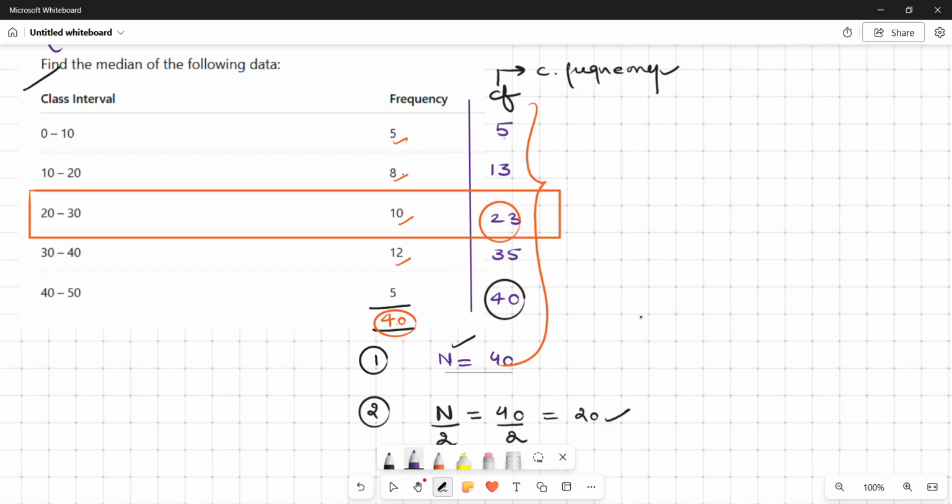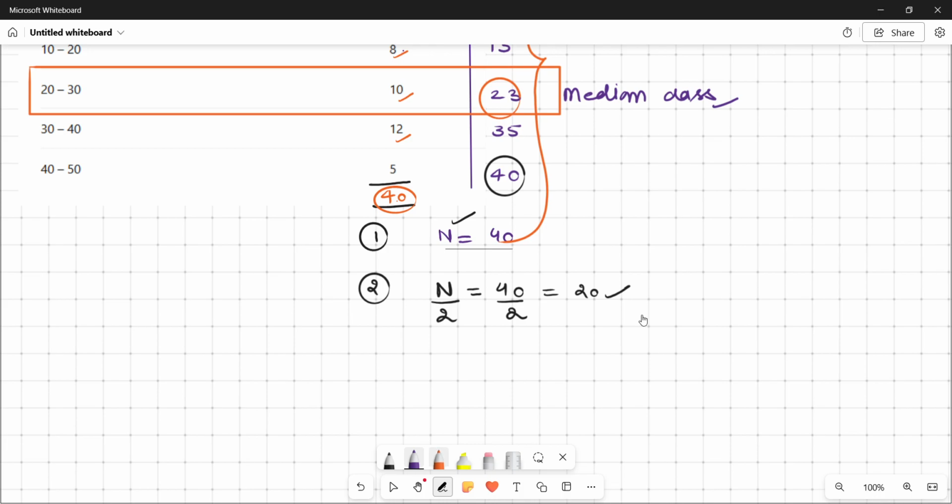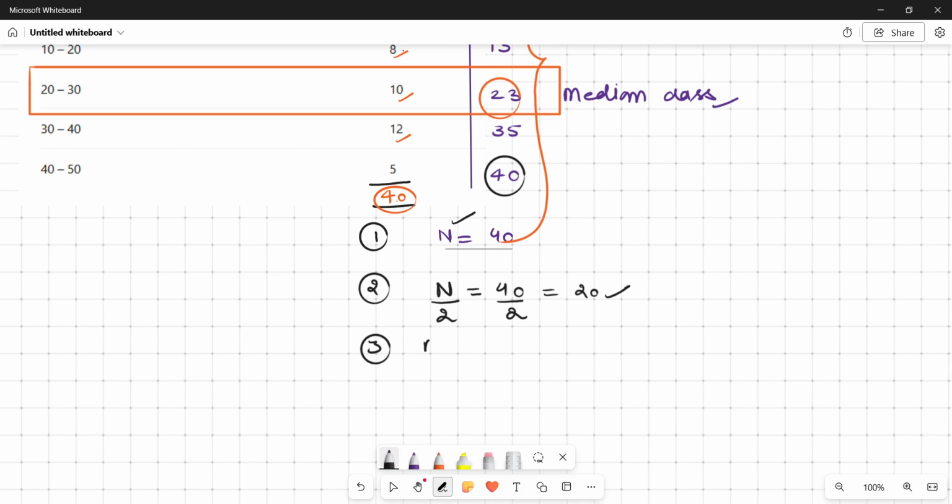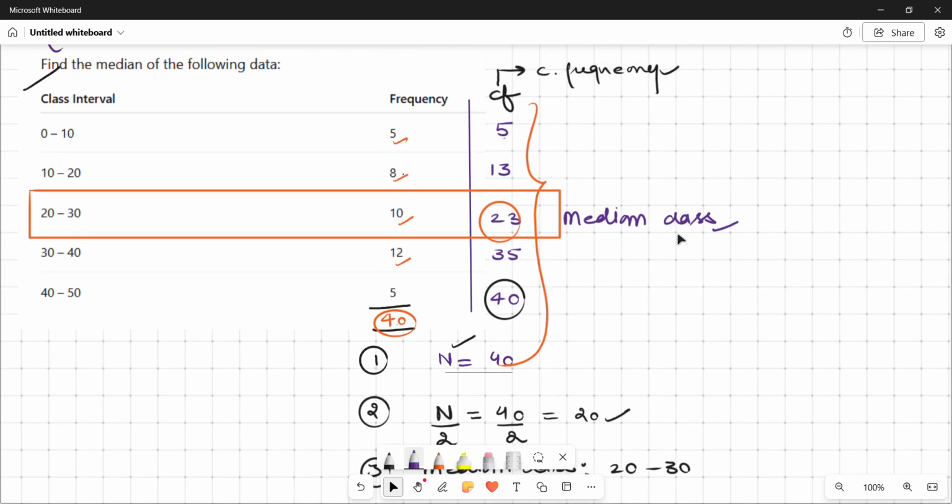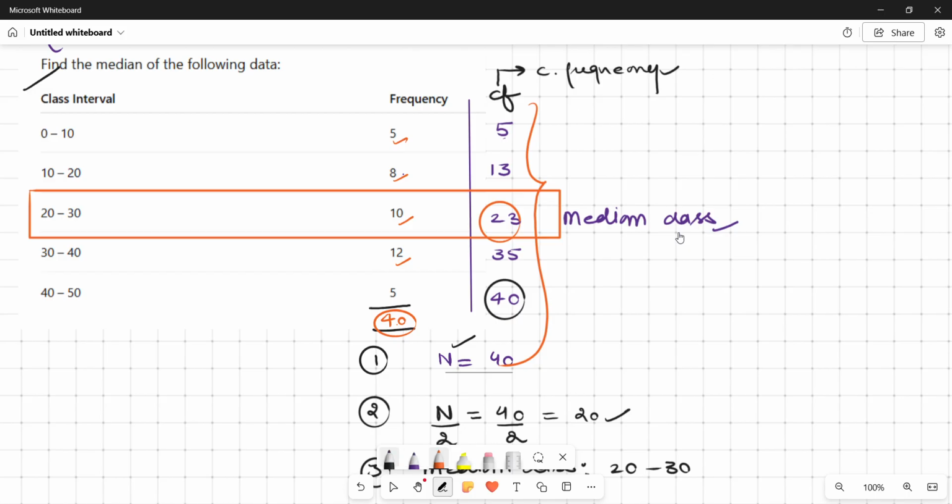In the third step we will be marking our median class. So in the third step we will be writing our median class, and our median class is 20 to 30. So this is our median class. After getting our median class, 90% of the question is solved. Now we just have to substitute the values. Once we are able to find this median class, we can easily find the rest of the values.